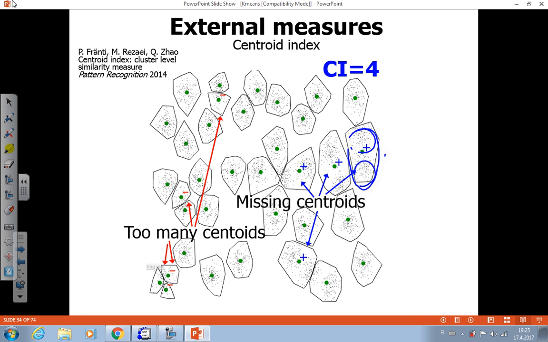And the situation, of course, is symmetric. There must then be 4 other centroids that are not needed in the area where they are, and they are marked here as minus symbols. So the centroid index will give the value 4 for this clustering solution. So quite intuitive what it represents.